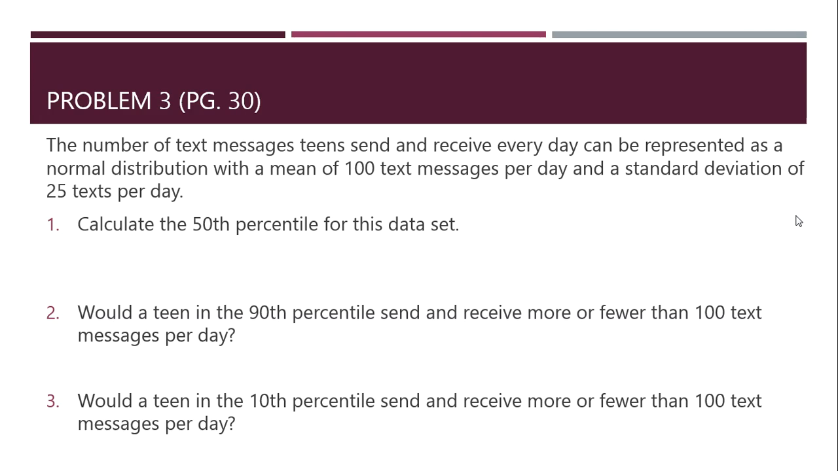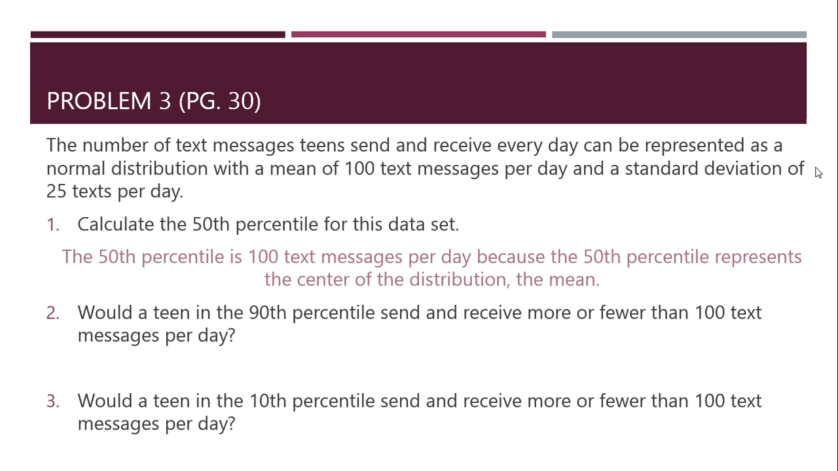So let's start by calculating the 50th percentile for this data set. Well, let's give this some thought. Where would the 50th percentile be? Where would halfway be on your normal curve? Well, it would be at the mean. So the 50th percentile would be 100 text messages. Your mean is always going to be at the 50th percentile because your mean is always going to be in the middle. It's always going to be at that halfway point.